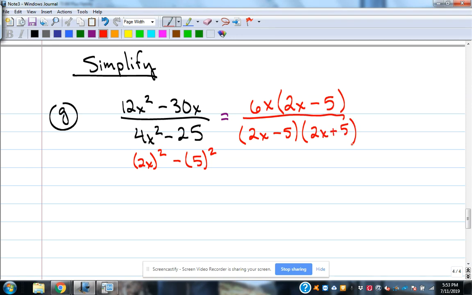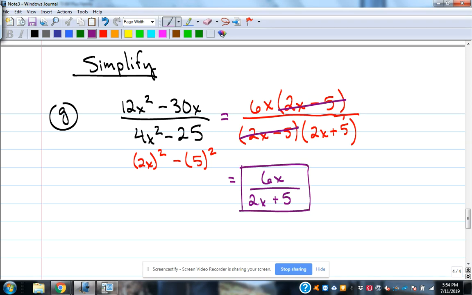And it doesn't matter what order you put those in, as far as the plus one or the minus one first or second. And we have now factored the denominator as far as it'll go. And then we look for common factors. What factor matches? 2x minus 5 cancels a 2x minus 5. And then that leaves us 6x on the top and 2x plus 5 on the bottom.